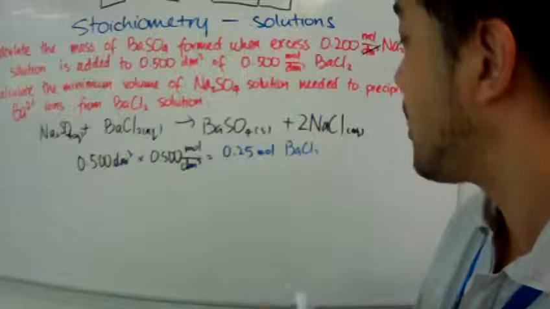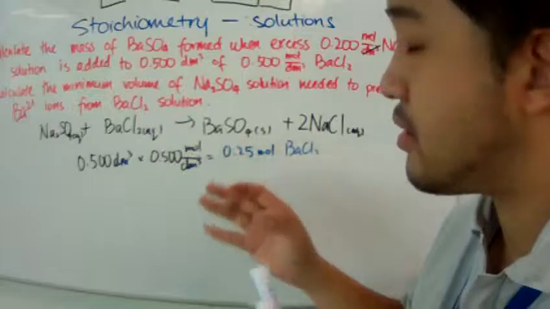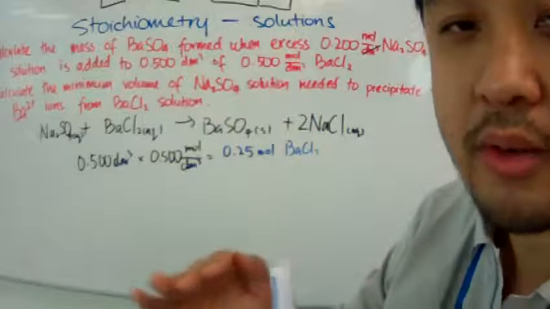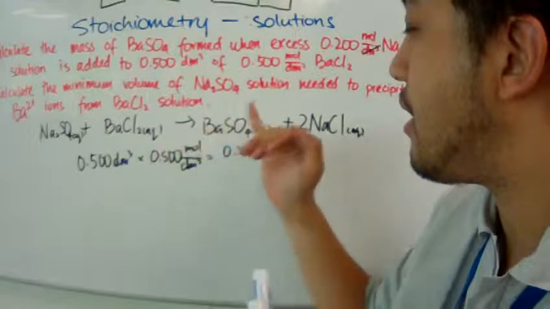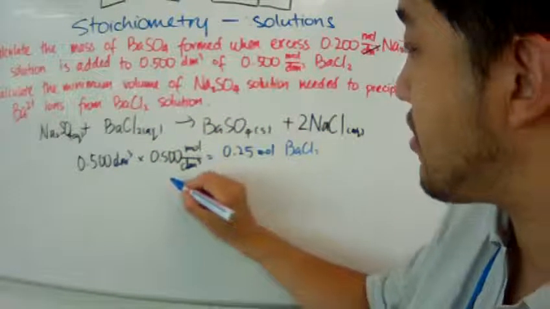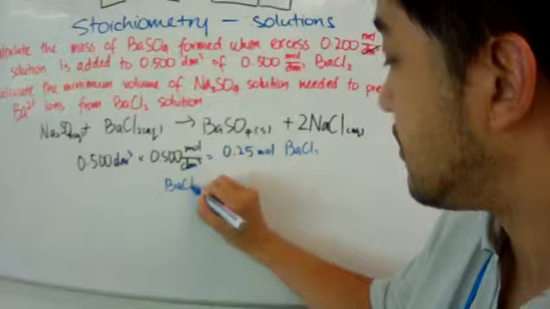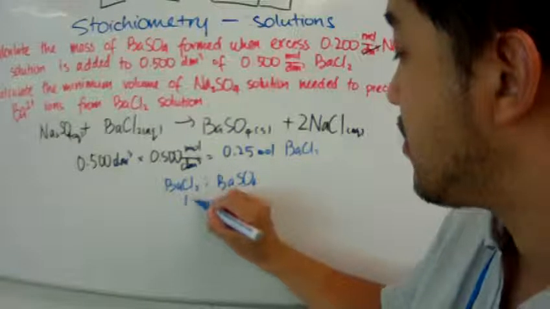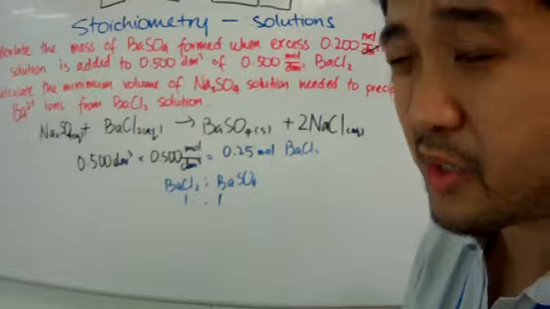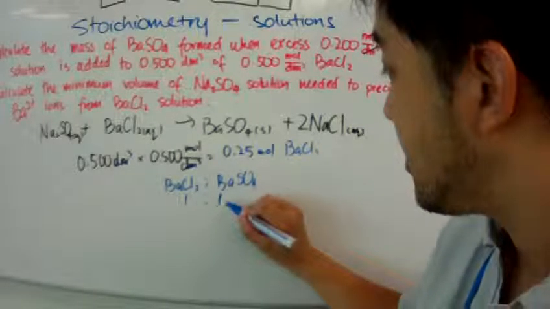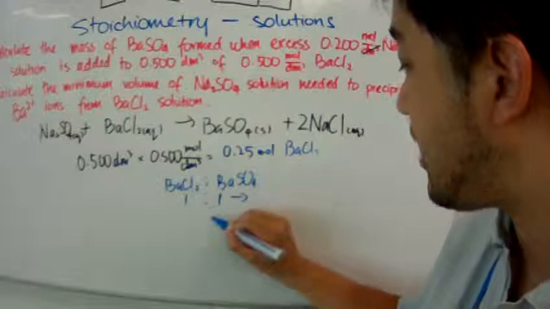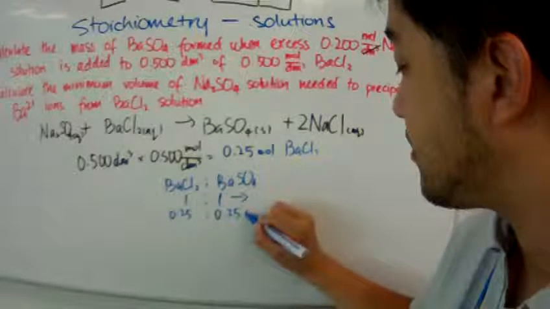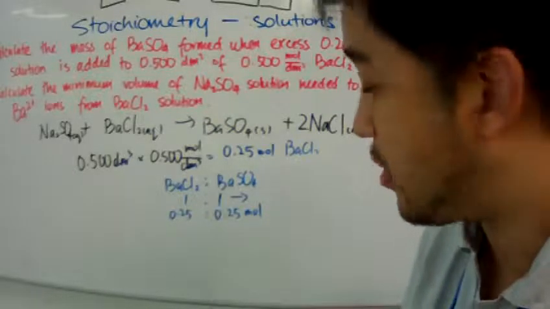Now, how much barium sulfate will be made? To determine that, we look at the molar ratio between barium chloride and barium sulfate. And barium chloride has the same amount of moles as barium sulfate, a 1-to-1 relationship. So that means the amount of barium sulfate that I have should also be 0.25 moles. Okay, a quarter of a mole.